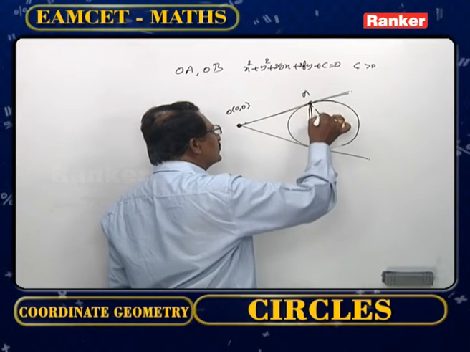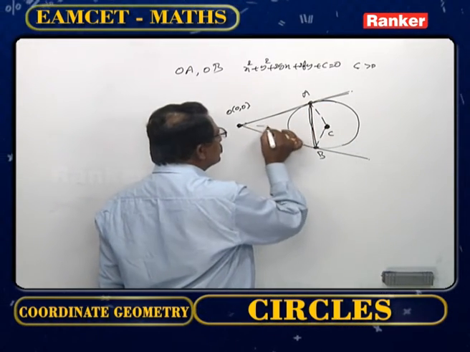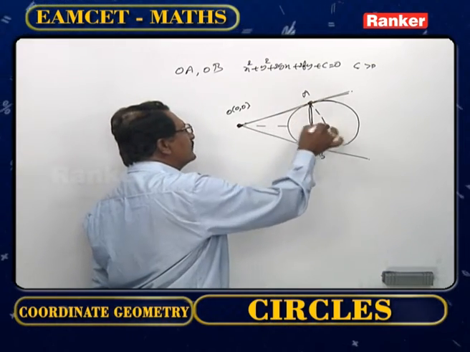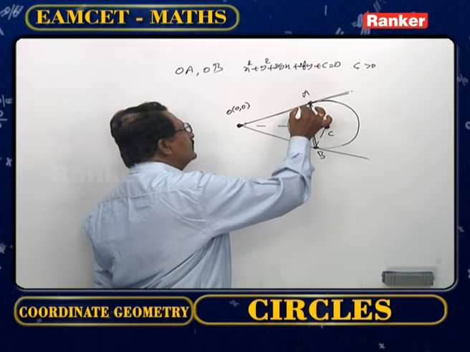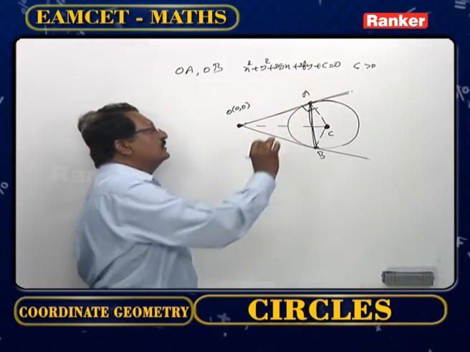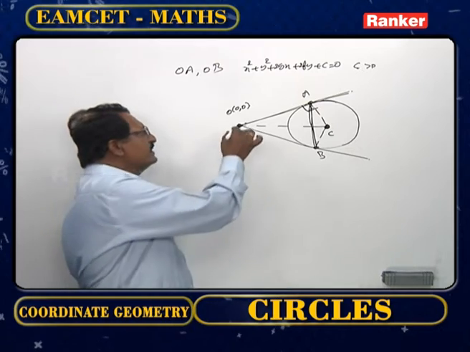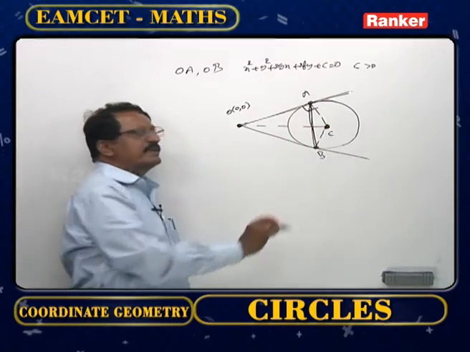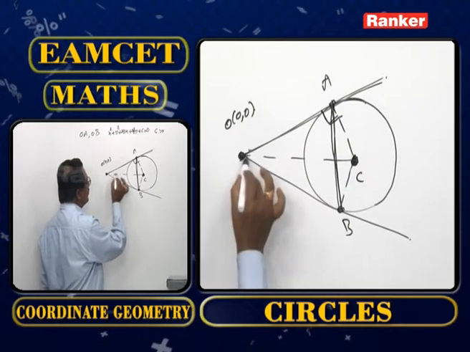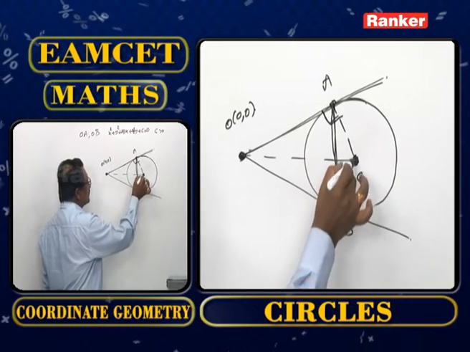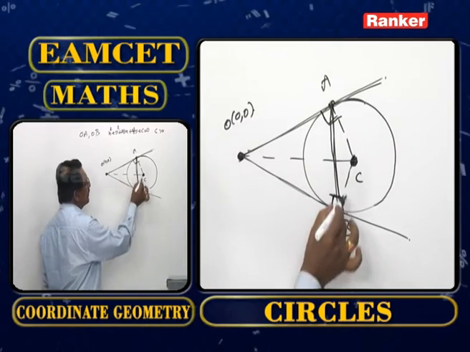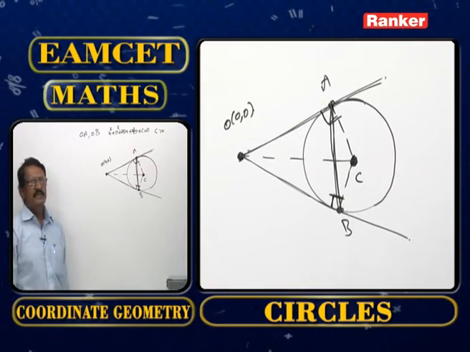Now, join AC, BC, and also OC. In triangle OAC, angle A equals 90 degrees, because a tangent and the radius are always perpendicular to each other. Similarly, in triangle OBC, angle B equals 90 degrees, for the same reason: OB is a tangent and BC is a radius.